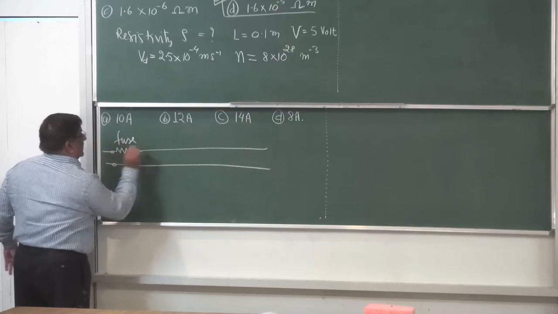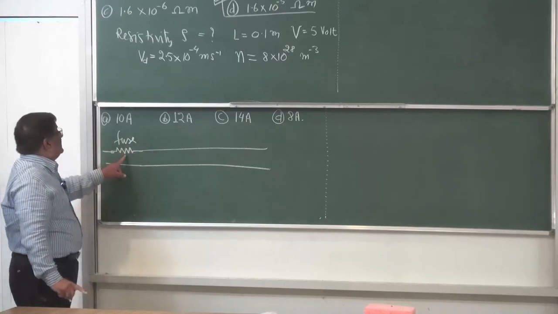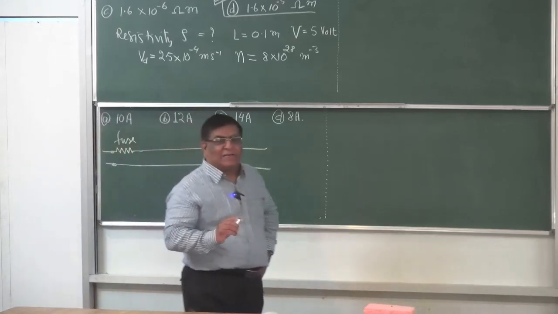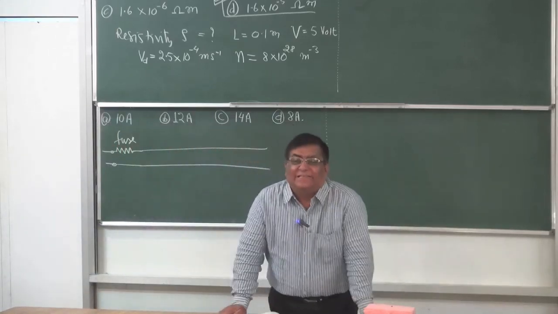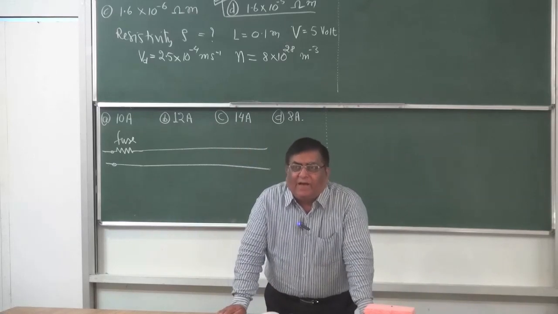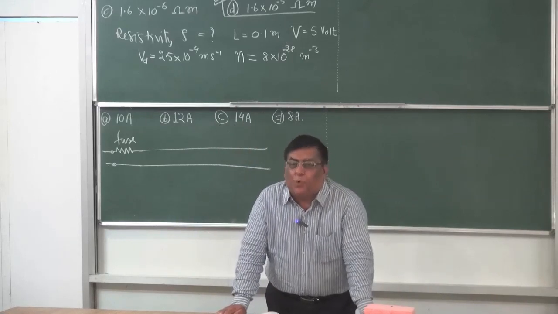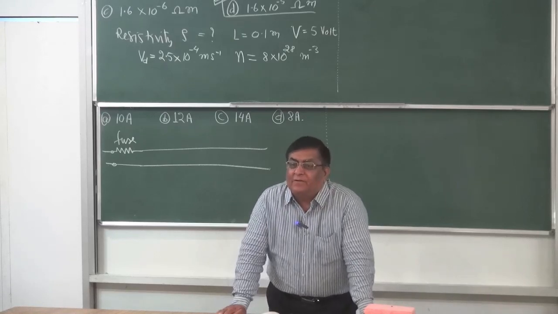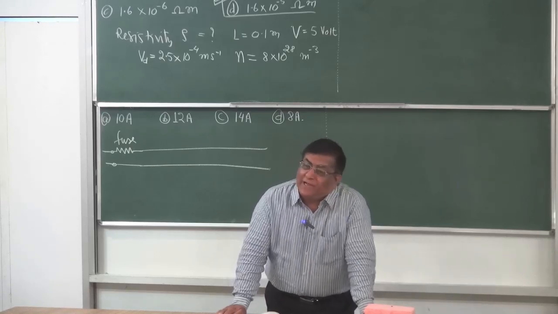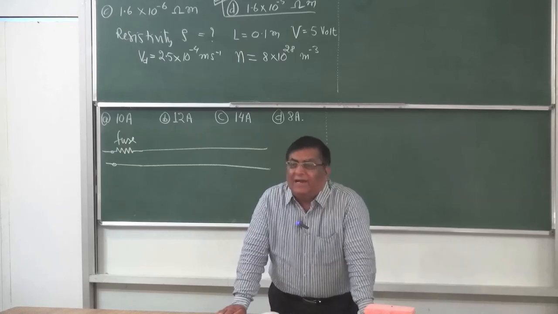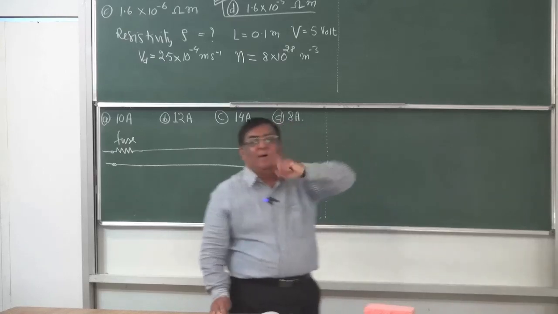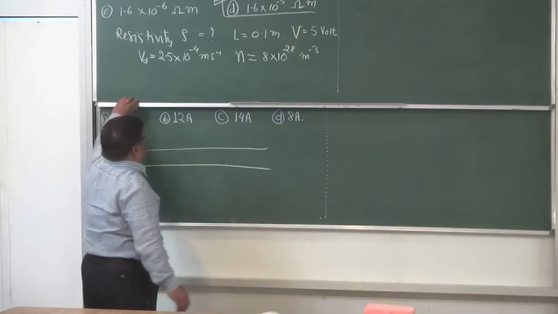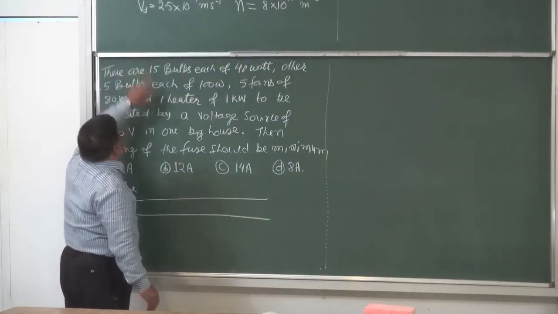Anyway, that is not asked. What is asked? What should be the rating of the fuse? How do we decide the rating of the fuse? We calculate how much current is required in the circuit, and our fuse will be slightly more than the current required. Not very high. If it is very high, it will allow very high current, and then the complete circuit will burn out. So then how is the load connected?